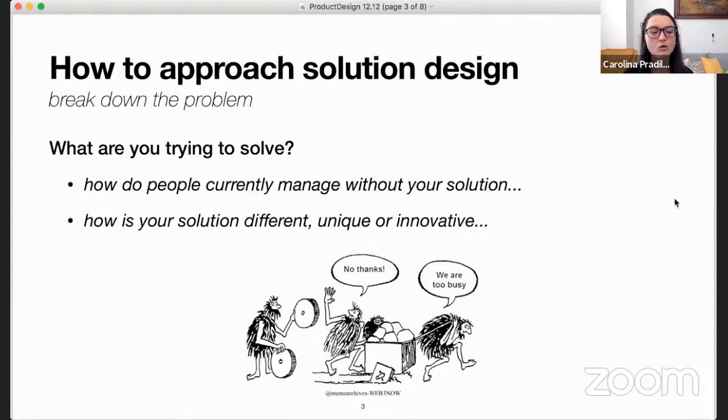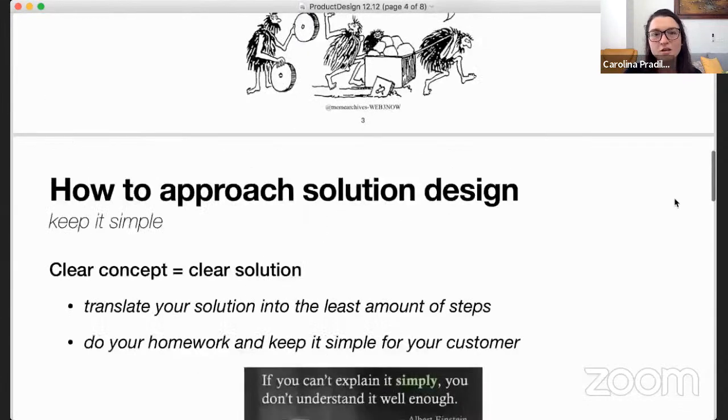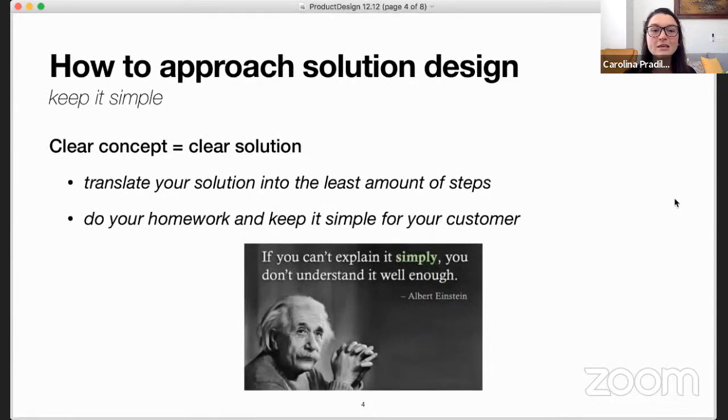When the noise comes out, or when there's a lot of competitors, or when there's sometimes uncertainty, if you're very clear on what you're trying to solve, nothing's going to distract you from your track. So that is very, very important, very clear objectives. And from there, that's how we jump into the next slide. So keeping it simple. And I love this quote: if you can't explain your solution simply, you don't understand it well enough.